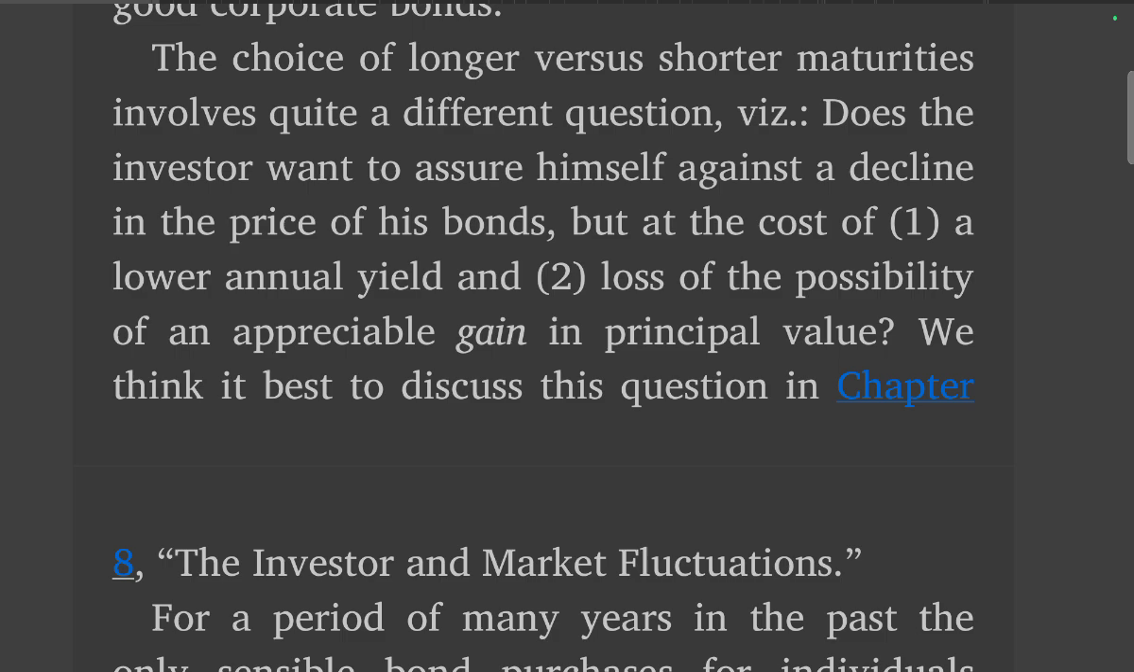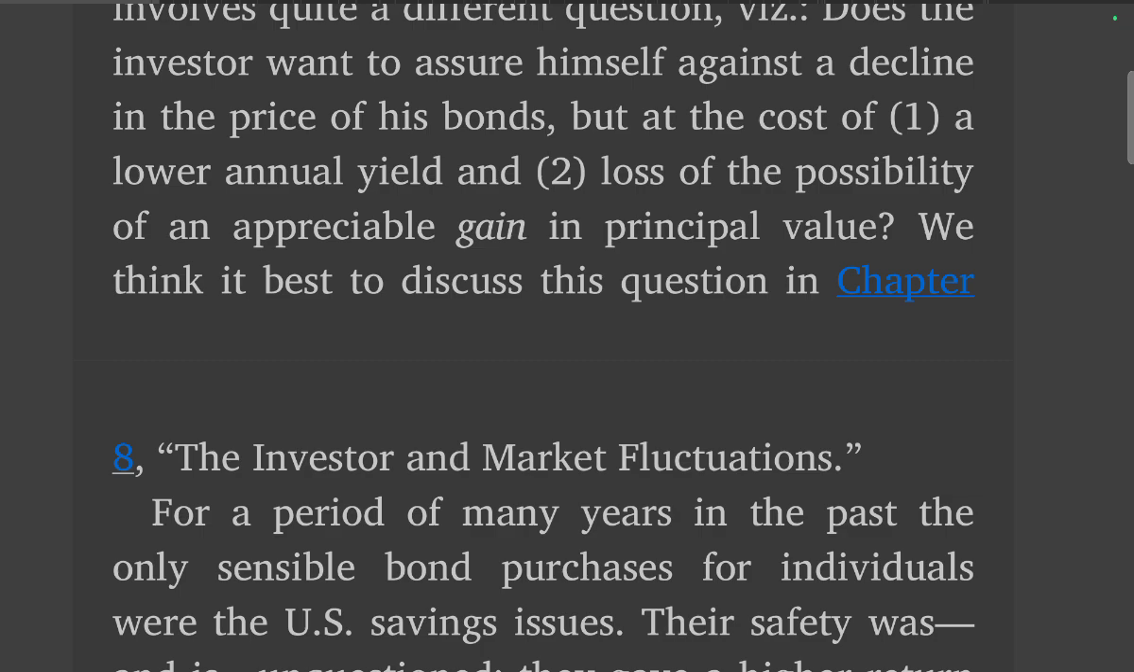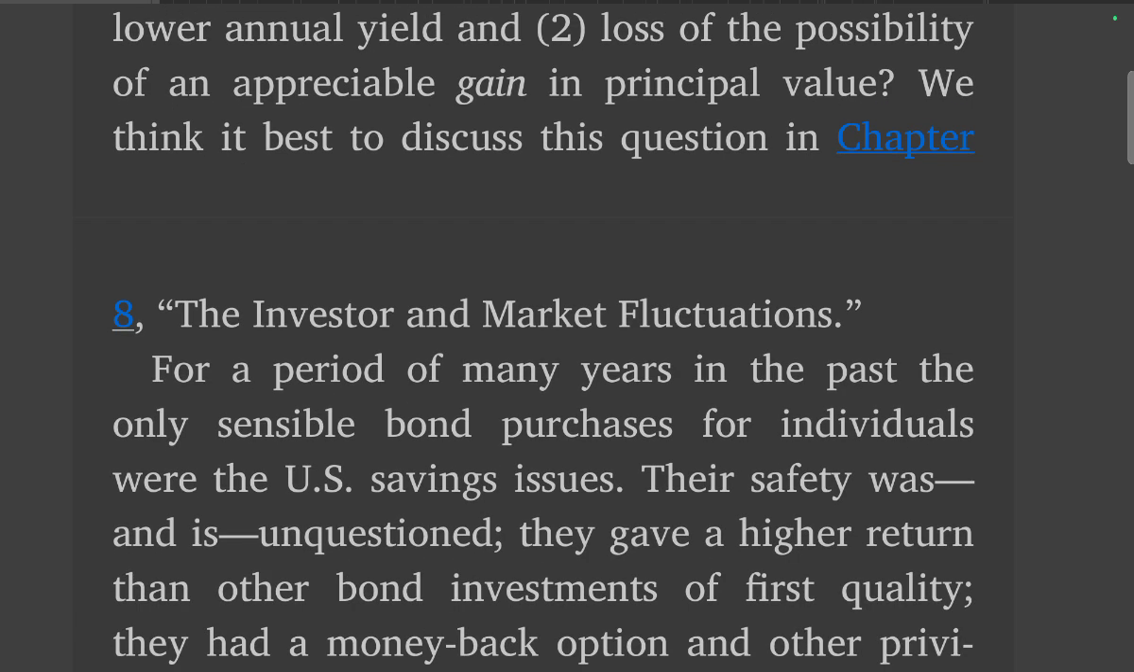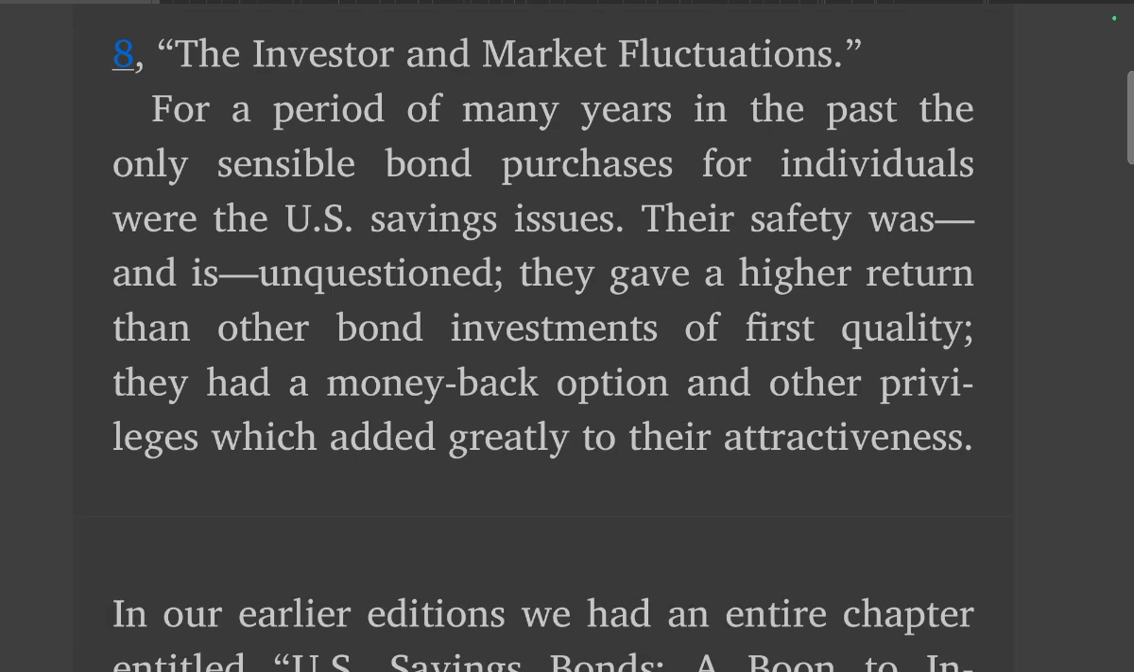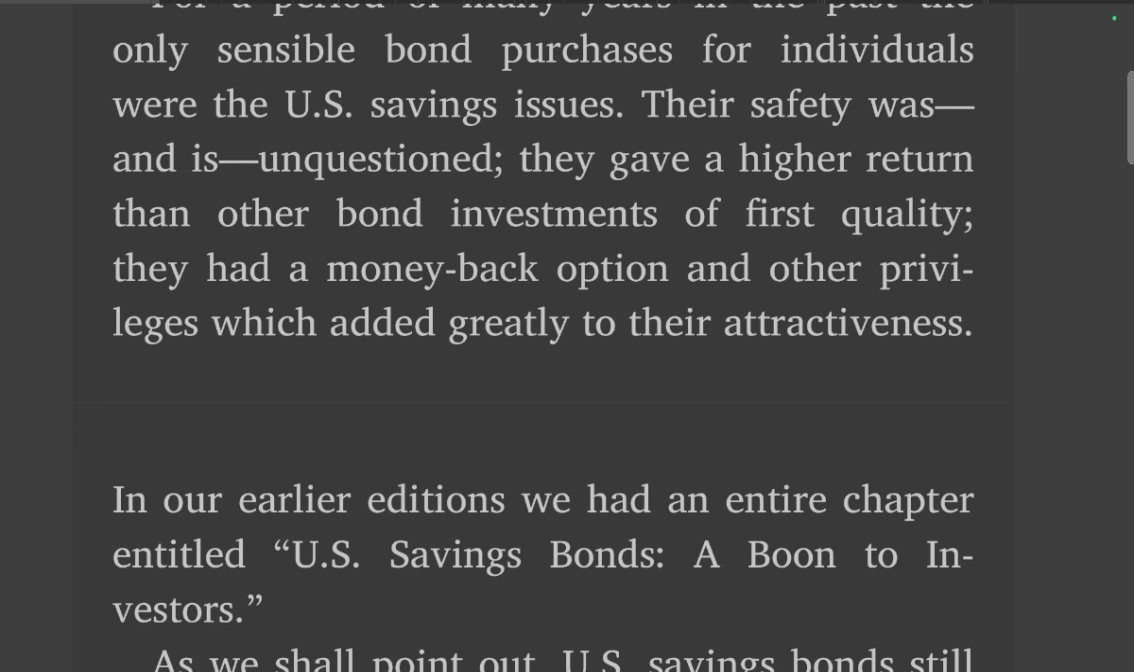Second, loss of possibility of appreciable gain in principal value. We think the best way is to discuss the question of investors and market fluctuation. For many years in the past, the only sensible bond purchase for the individual was the US savings bond, where the safety was unquestionable. They gave a higher return than other bond investors, and the high quality. But they have a money back option and other privileges were added generally to their attractiveness.